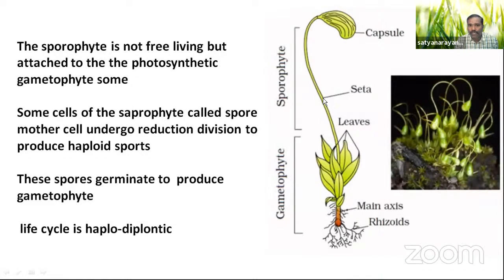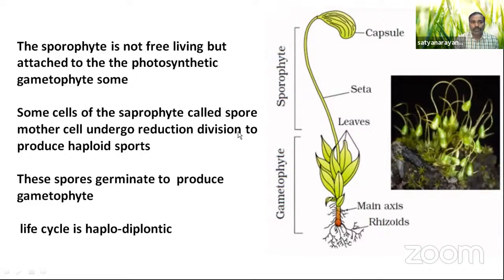This is a sporophyte, and it is attached to the gametophyte. Why is it not free living? Because to absorb water and prepare food material, it does not have any specialized cells. Moreover, the archegonium is present in the gametophore only. After formation of the zygote, the zygote develops on the archegonium and produces the sporophyte only. So the sporophyte is not a free-living stage.